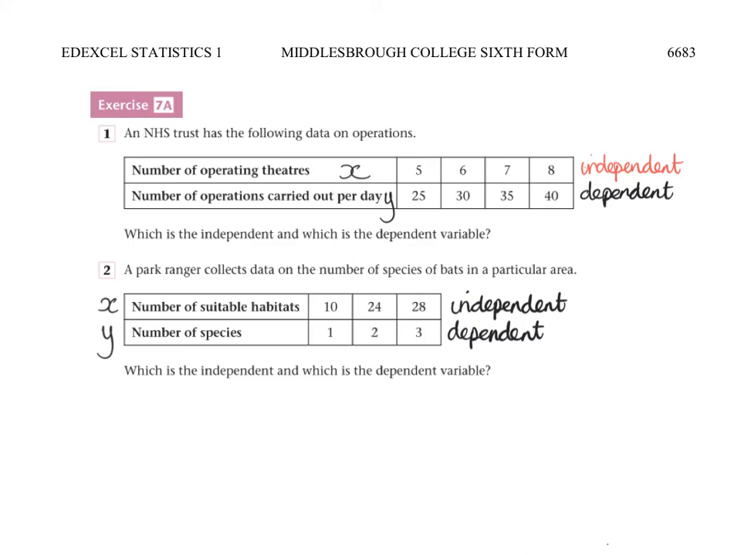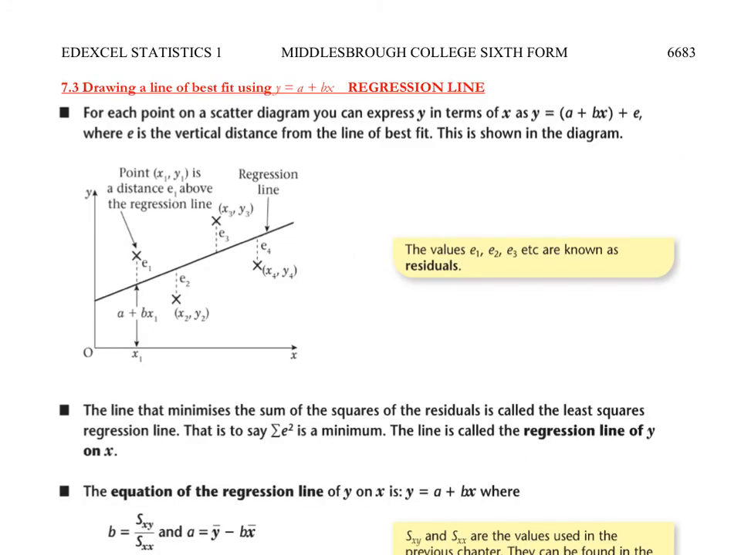We're now going to look at the line of best fit, and it's also called the regression line. So that's the name that we give it at A level. And at this point it would be quite useful if you go back to the very first page, and there's a little video on there on YouTube about regression lines. So we can see here for each point on the scatter diagram you can express y in terms of x, where E is a vertical distance from the line of best fit. The line that minimises the sum of the squares of the residuals is called the least squares regression line, and that's what we base it on.